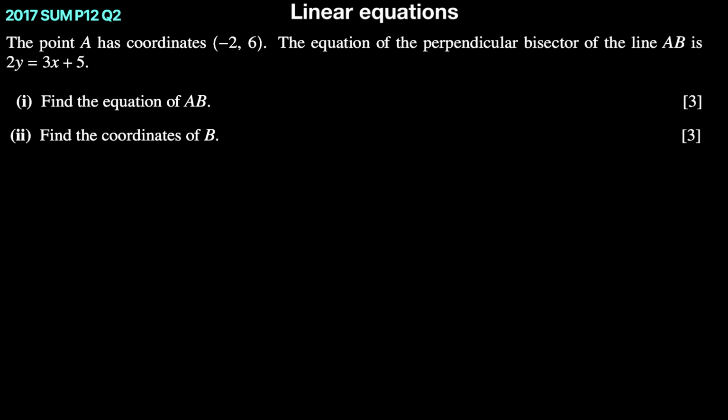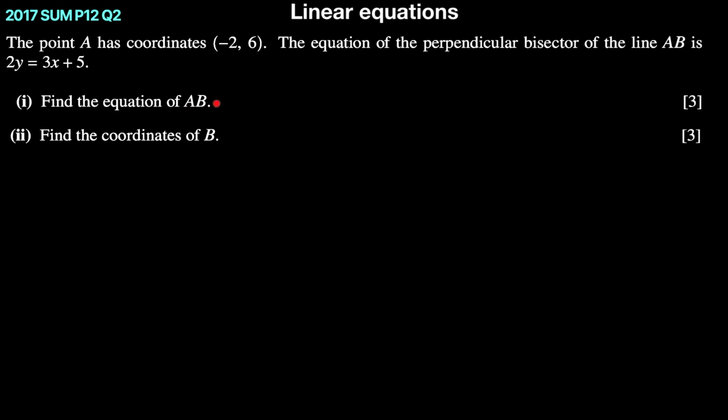So in this question, they've given us the coordinates for point A, which are -2, 6, and they've told us that the equation of the perpendicular bisector of the line AB is 2y = 3x + 5. In the first part, they want us to find the equation of this line segment AB. In the second part, they want us to find the coordinates of B.